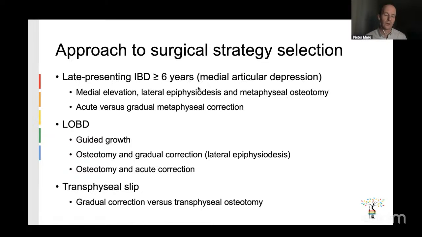In late onset Blount's disease, the ideal treatment is guided growth if they meet the criteria. If they don't, osteotomy and gradual correction is our preference, and do a lateral epiphysiodesis, calculate the expected growth and build that into your program. Osteotomy and acute correction is, however, still an option if you don't want to go the gradual correction route. In the transphyseal slip, if you can do gradual correction, it's the safer option. If you can't, consider that transphyseal osteotomy is available.